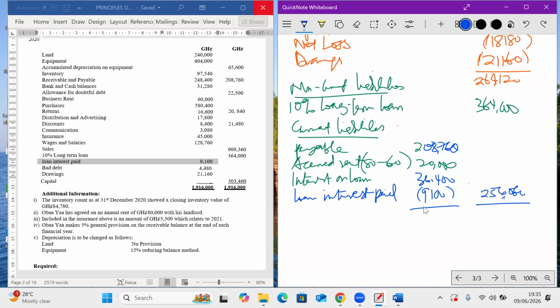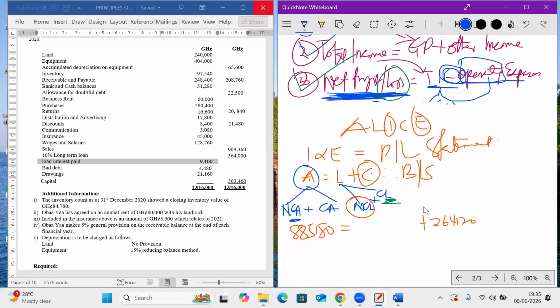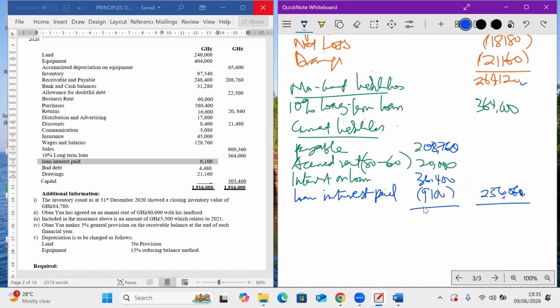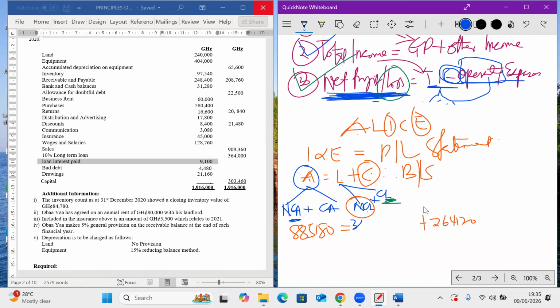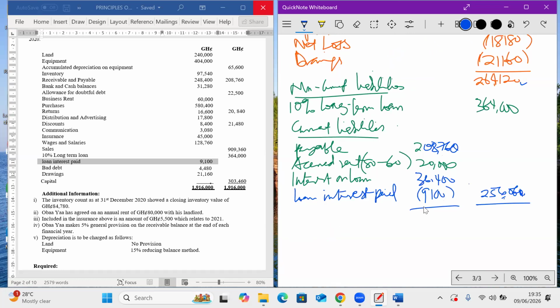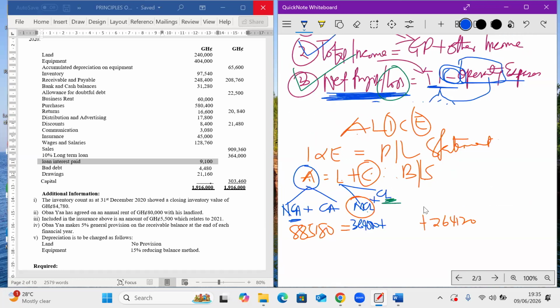Is that figure correct? Yes, so it's correct. 256,060. So add all the three figures. This is what we are doing. We have NCL to be what? 364,000. Then what is our CL? 256,060.